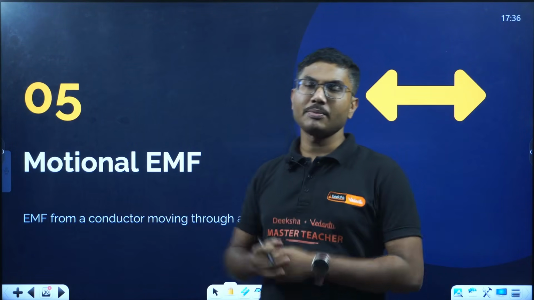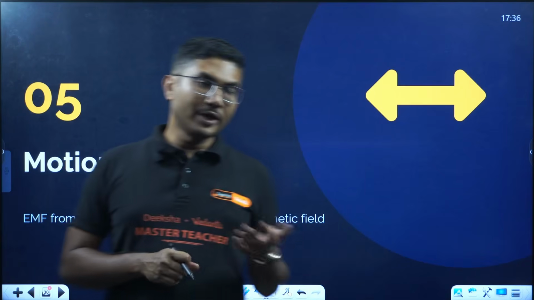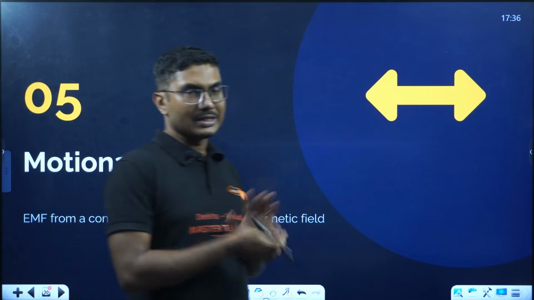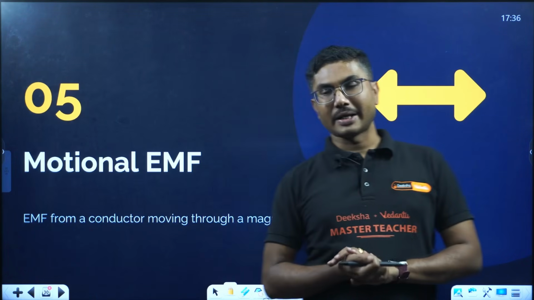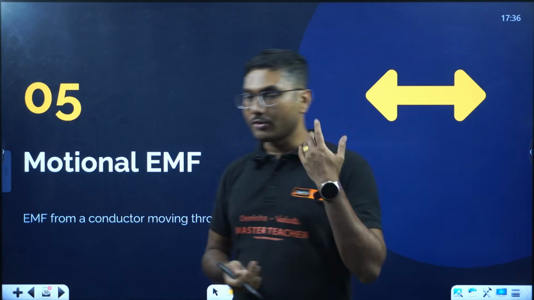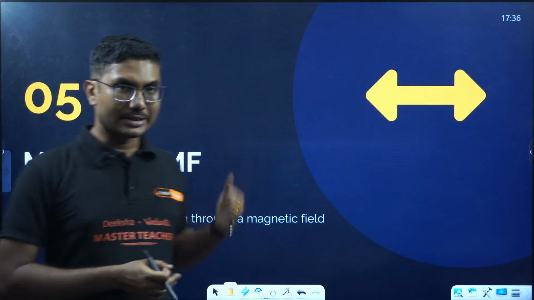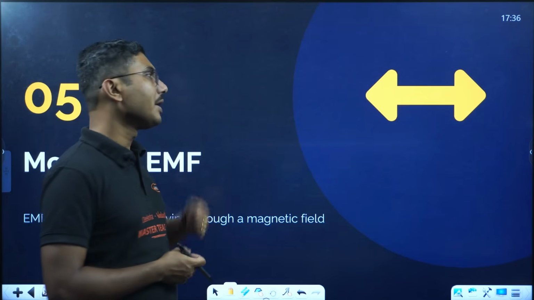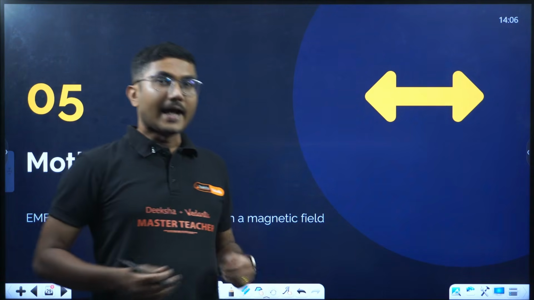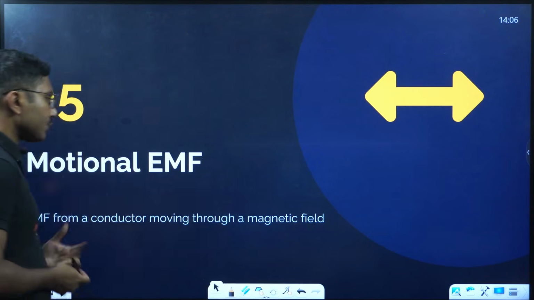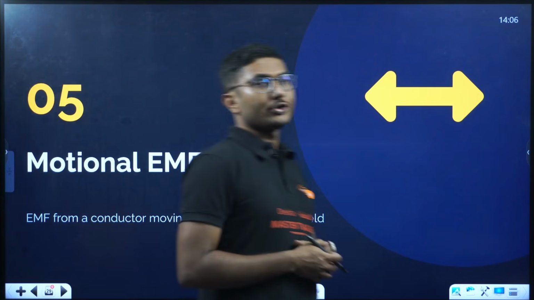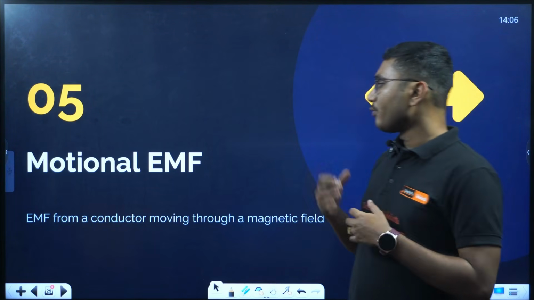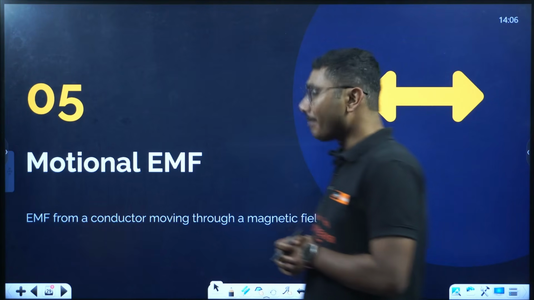What is motional EMF? Motional EMF is when the magnetic field is static and you are moving inside the magnetic field, and we ask what amount of EMF will be produced in it. There is a small derivation here which is very common, which will come for 3 marks every year. So let's start. Let us discuss motional EMF. So what is motional EMF? It is the EMF from a conductor moving through a magnetic field.